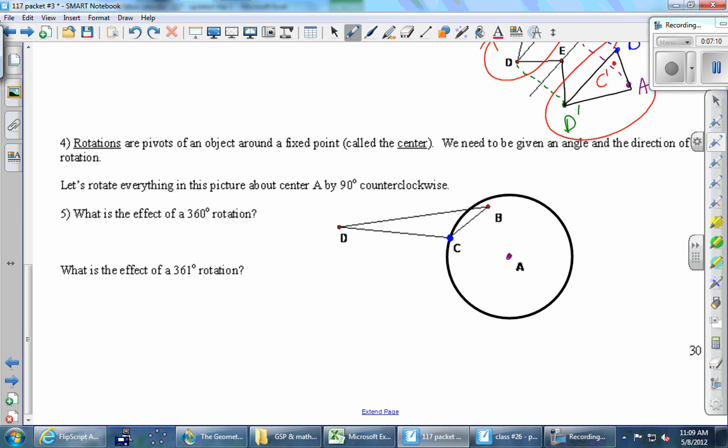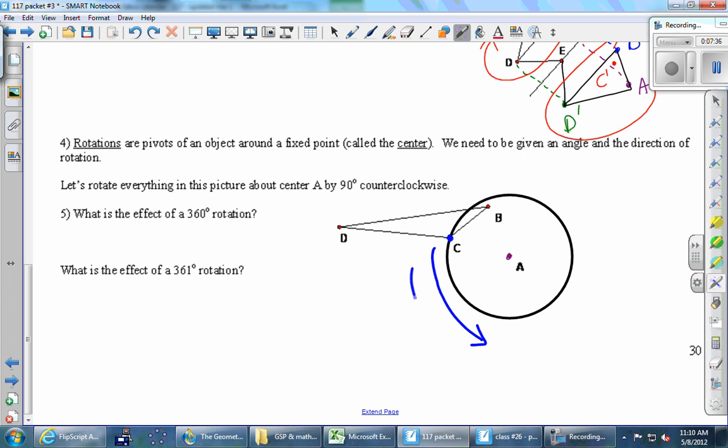Okay, and so now what we're supposed to do is figure out where point C goes when I rotate it by 90 degrees counterclockwise. But C is going to stay on that circle, just going to find a new home somewhere else on the circle. So I want to go by 90 degrees counterclockwise. So look at the clock, make sure you know which way counterclockwise is. So we're going to sweep in this general direction, and we're going to sweep 90 degrees.